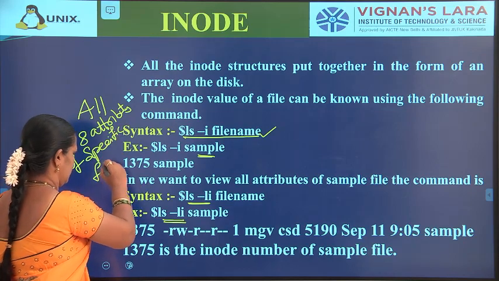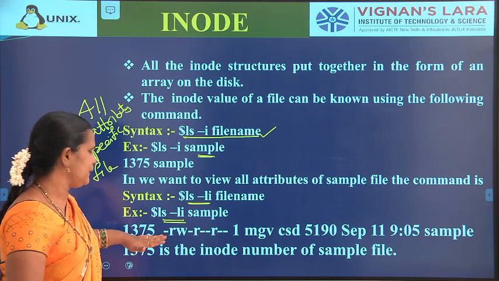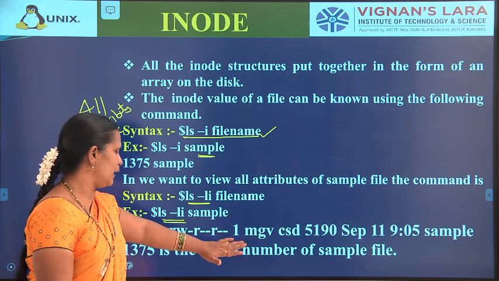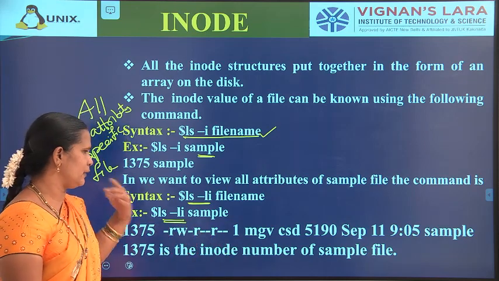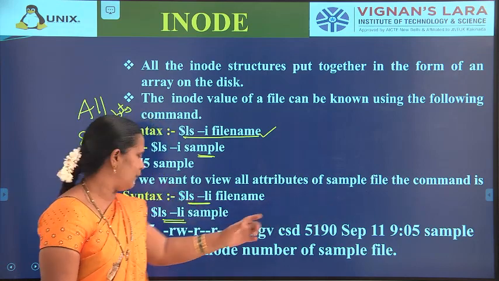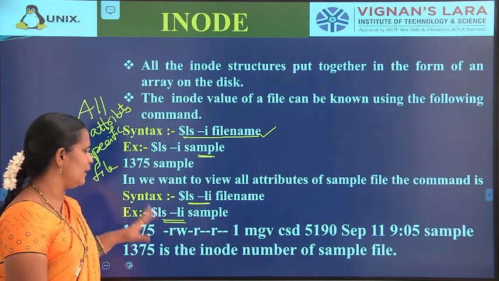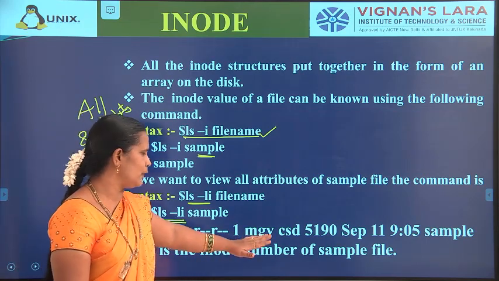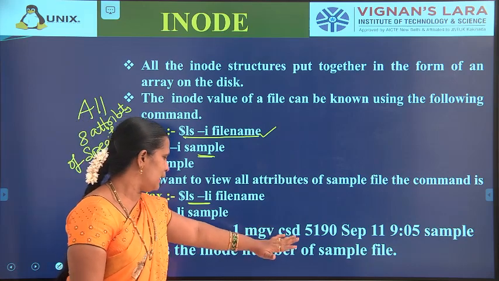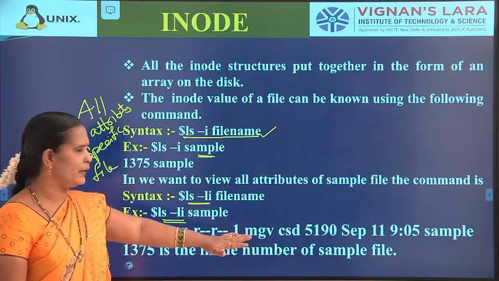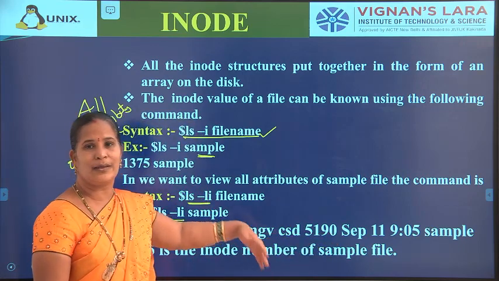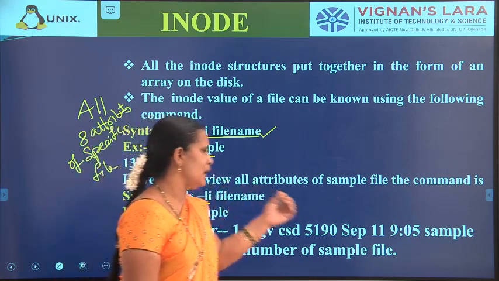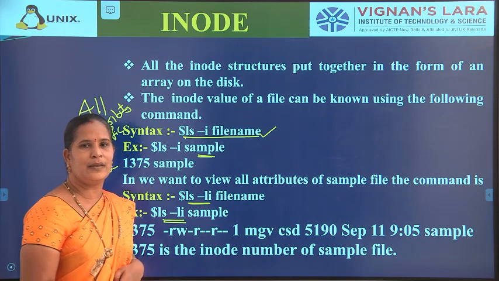So 1375 is the inode number. Next, the hyphen rw-r--r-- entry shows the default permissions of a specific file. Here the one created, sample, is a file, that's why the first character is specified by a hyphen. In the third column it displays link information. The fourth column displays user identification. The fifth column displays group identification. The sixth column displays file size in bytes. The seventh column displays date and time of file creation, and the last, eighth column displays the file name.